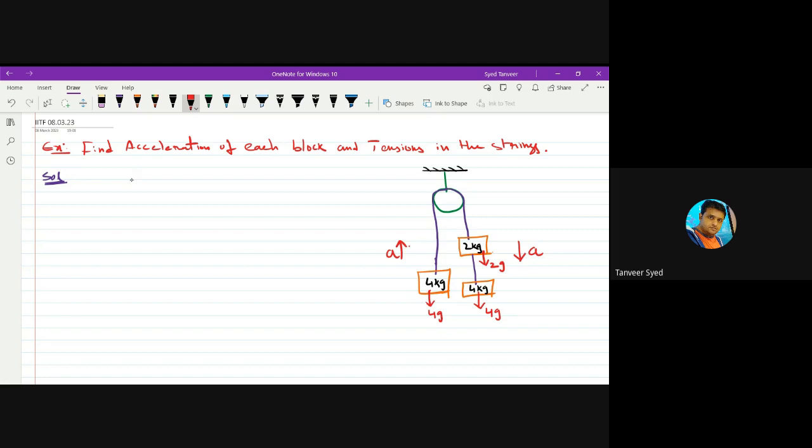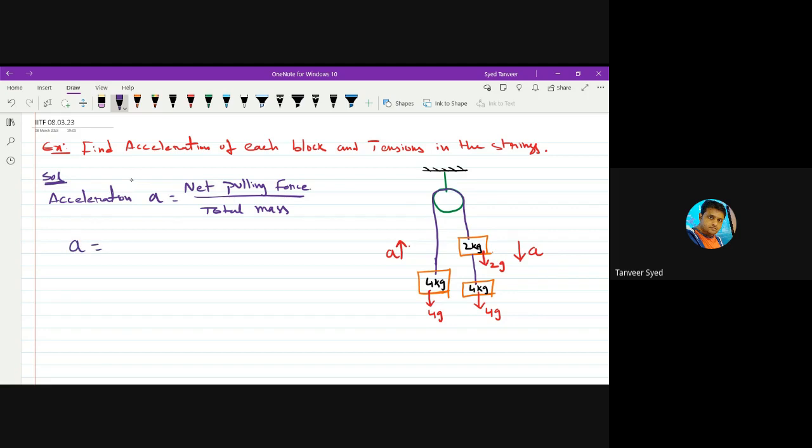What is the acceleration? We will use this formula in each and every problem wherever you want to find the acceleration of the system. Same formula, net pulling force by total mass. Total mass means the sum of masses of all the bodies in the system.